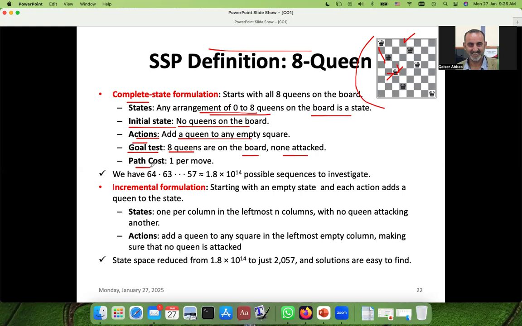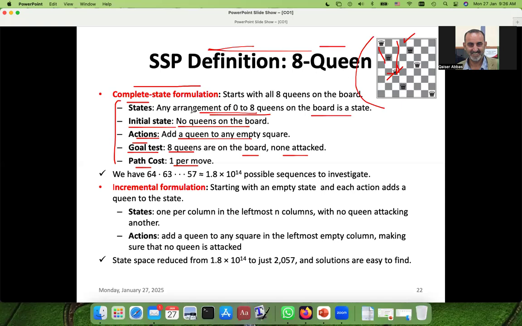And what is the path cost? One per move. That move could be from here to here. That is one move, and this is a queen. It can go by passing more than 2 cells. So one per move. This is one approach. This is one way to write the problem definition for the 8 queens, and this is called complete state formulation.